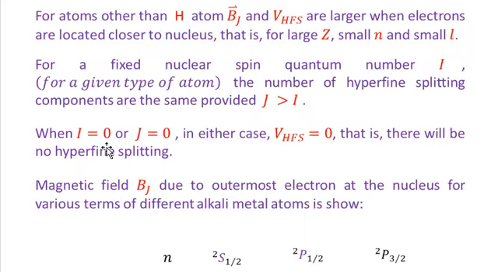But you know that when I is equal to 0, that is, the spin quantum number of the nucleus is 0, or J is 0, the spin quantum number of the electron is 0. In either of these cases, the magnetic potential energy related with the hyperfine structure will be equal to 0. That is, there will be no hyperfine structure splitting. So when I is equal to 0 or J is equal to 0, there will be no hyperfine splitting.